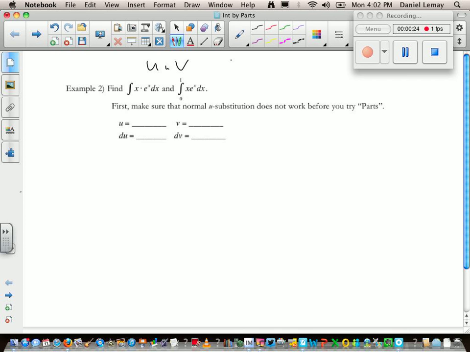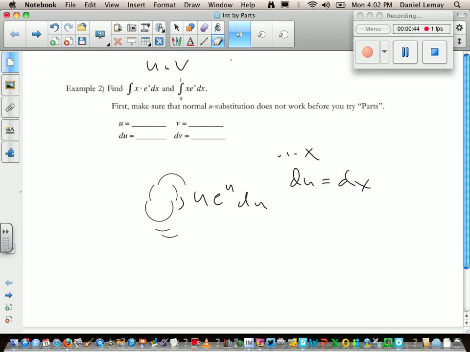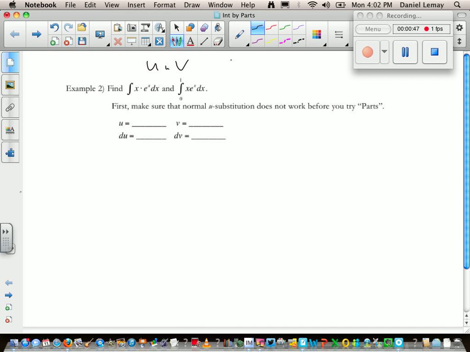So if I try for this one, well, let's see. If I say u is x, du is dx, I still don't have, like for this one, I would still have the integral of u times e to the u du. I haven't done anything to make this simpler. So we need to try a different trick, and that trick is integration by parts.